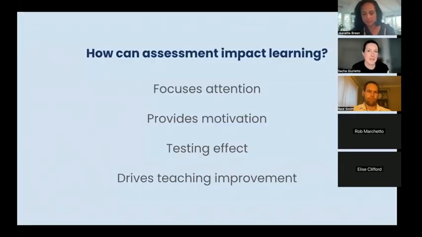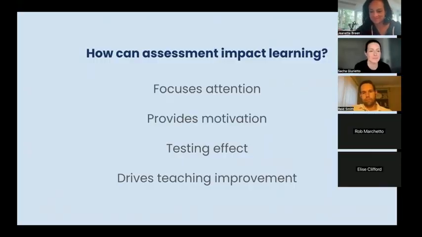So here's a few ideas then about how assessment can impact or improve learning. We know that making sure we're doing high quality assessments can focus student attention on what's most important. It can provide motivation for students to do better as long as they get feedback or results from these assessments. We know just the very act of testing students can help students learn and retrieve memories easier and in a stronger way. And lastly, we know that assessment can improve learning because it can improve teaching. And ultimately, that's our biggest lever.